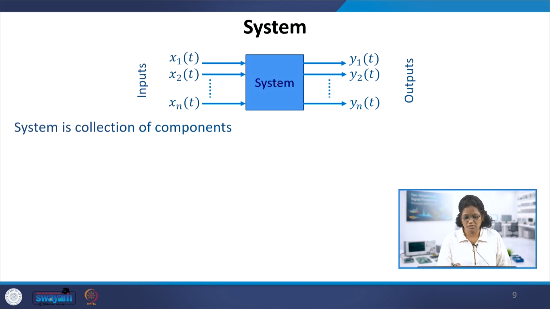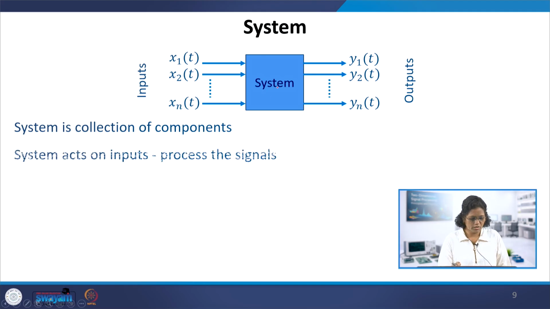So this can be thought of as a system. It is a collection of components where the system would act on the input, for signal processing systems. As I said, this would process the signal which is given as an input, and the response we get is the output. The system responding to this input gives y of t, or y1, y2 for multiple inputs.